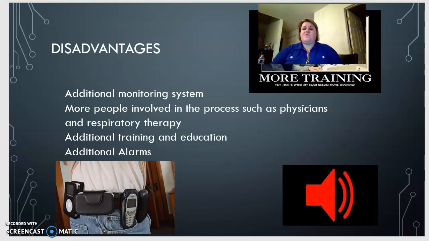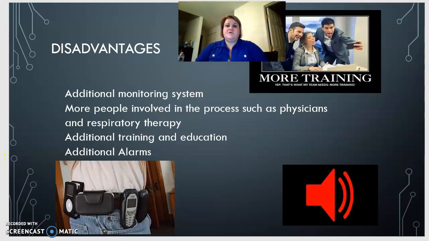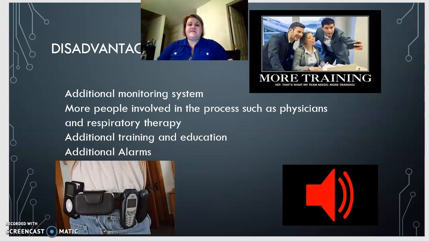Your disadvantages are, of course, additional monitoring systems and where do we place those monitoring systems, how do we alert the staff, what do we use to alert the staff with, do we use the Voceras, smartphones, smart devices, pagers, things like that, and who gets the alerts. There's going to be more people involved in the process, so the intensivists may be involved, the respiratory therapists are involved, who's making changes, and how can you see the changes, things like that.